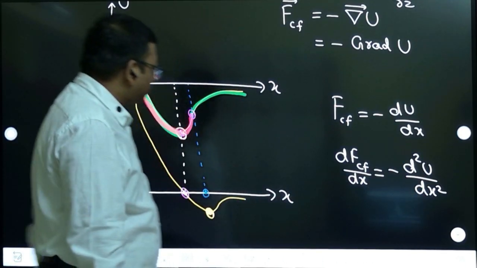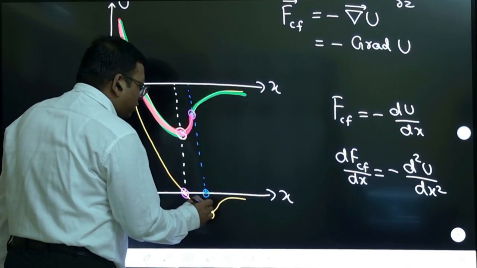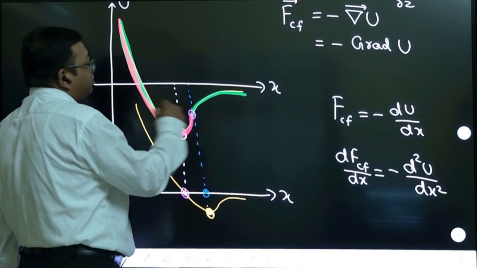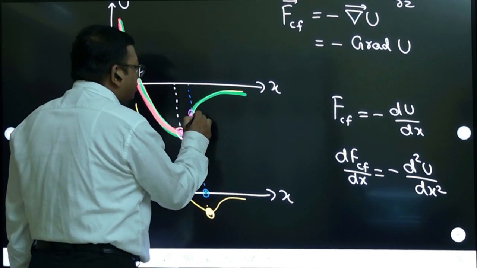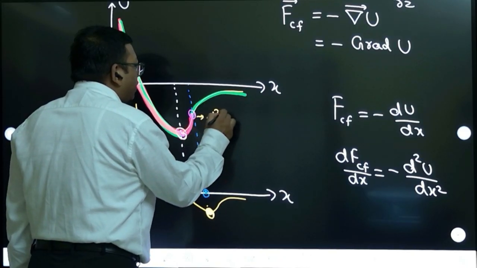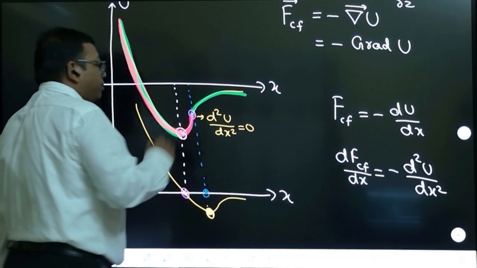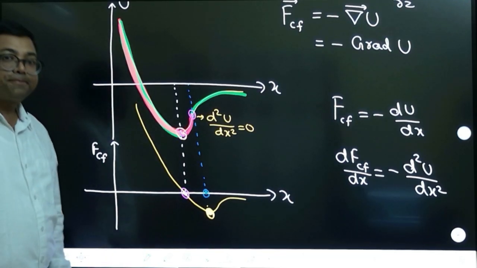When is double differentiation zero? Double differentiation is zero when this graph is changing its sign, because before it is concave, after that it is convex. So this is the point where d square u by dx square is equal to 0. Are you understanding this? Right?